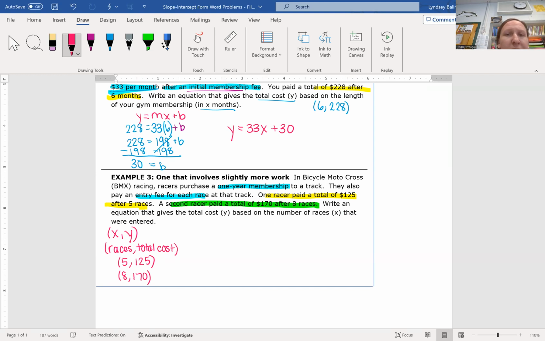And from there, because I don't know the slope or the intercept, I don't know the membership fee or the entry fee per race, I can figure out my slope. So that's what I'm going to do first. So I'm going to choose to do 170 minus 125 over 8 minus 5. That would be 45 over 3, and that divides to be 15. So our M is 15 in this case, and that is the cost per race.